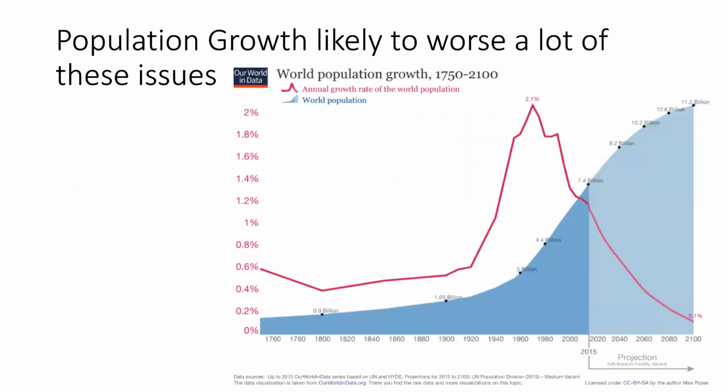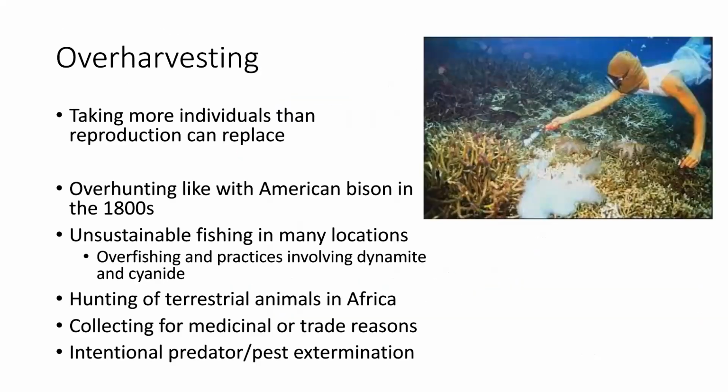Okay, so we've got two more pieces to look at in terms of the threats, and then we'll see what has been done in the past to combat some of these issues, and what can be done in the future to help. But another example of a threat to biodiversity is going to be overharvesting.